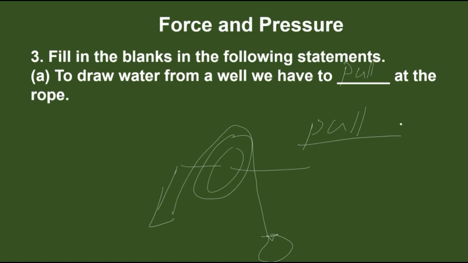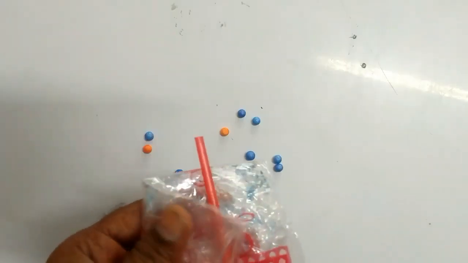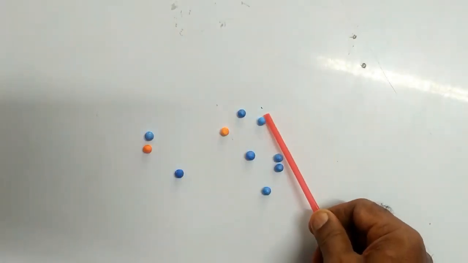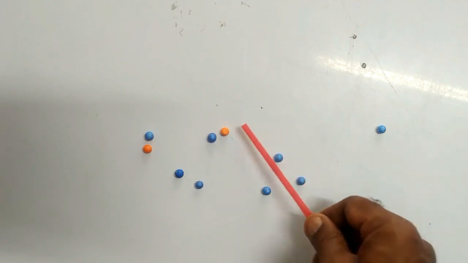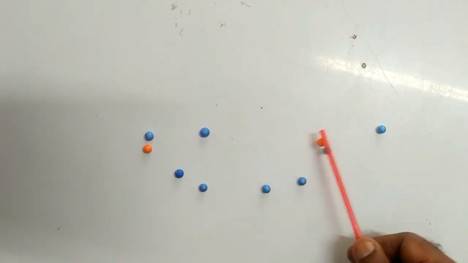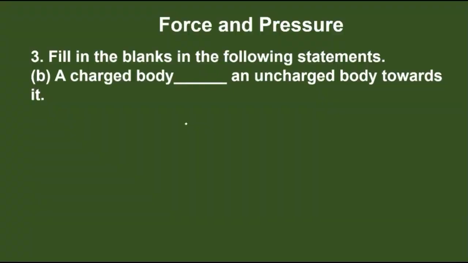The next question. A charged body and an uncharged body, what happens between them? If you bring them near. I've already shown you how to charge a body. Just by rubbing you can charge a body. Right? And when you bring a charged body near an uncharged body, as you have seen in the demonstration, what happens is the charged body, in that demonstration it was a straw, isn't it? Attracts an uncharged body, right? Quickly we'll go for the next one.